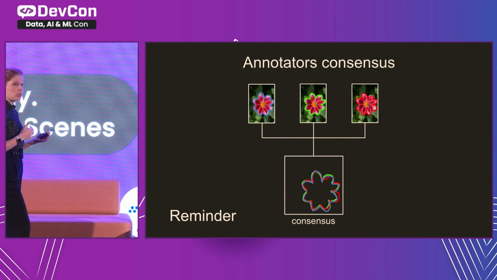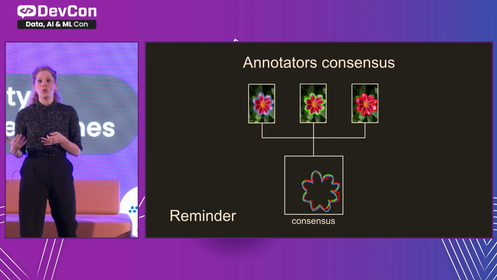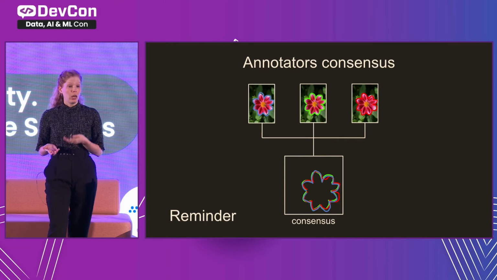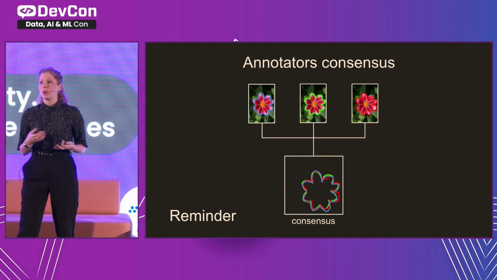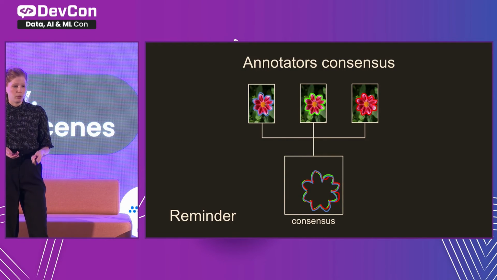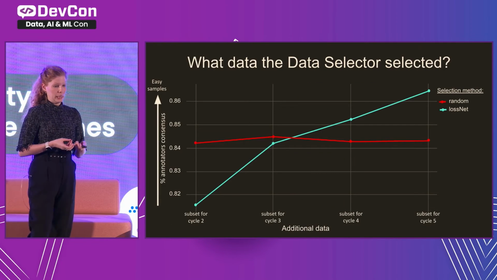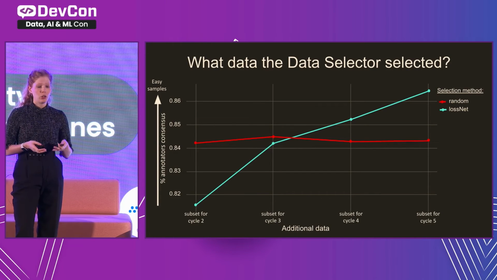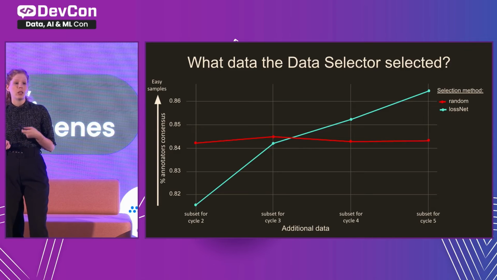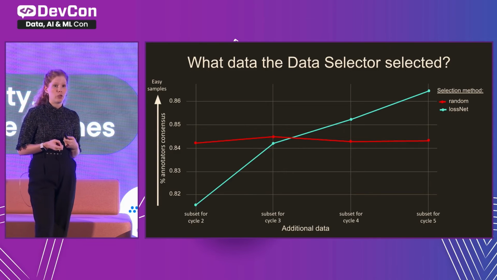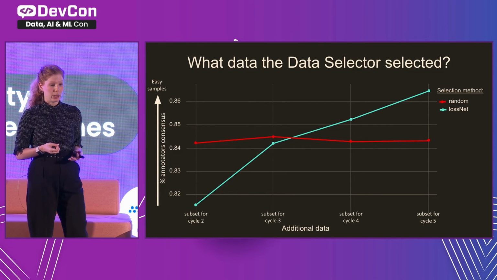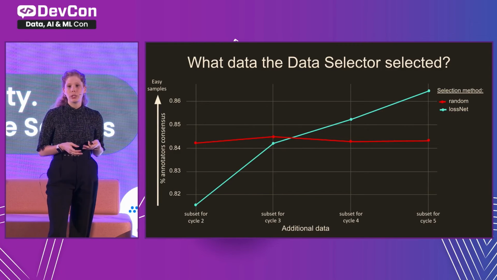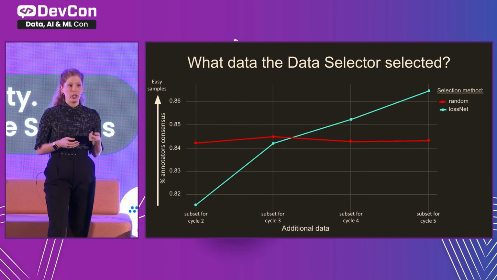Just a reminder, the consensus between the annotators helps us to rank easy samples and hard samples in our data set. And we do it using the consensus between the three annotators that we have for each sample. So this is, again, a graph similar to before. The y-axis is the consensus between the annotators, and the x-axis is the subset that our data selector chose at each iteration that we executed.